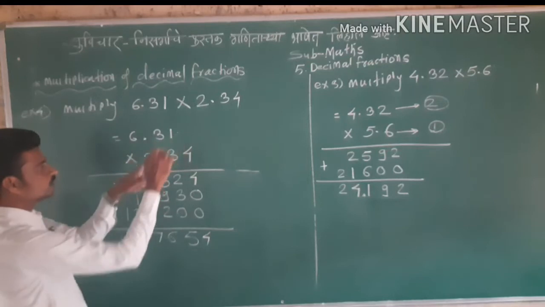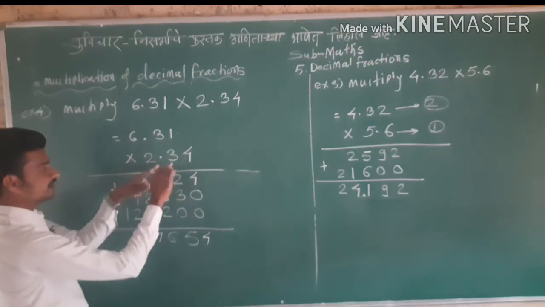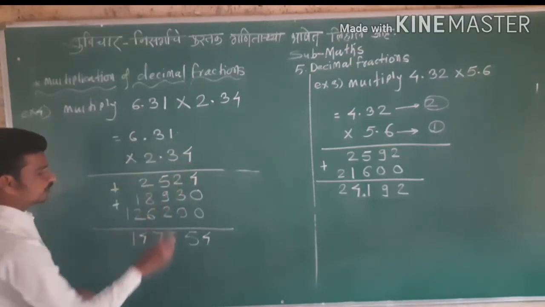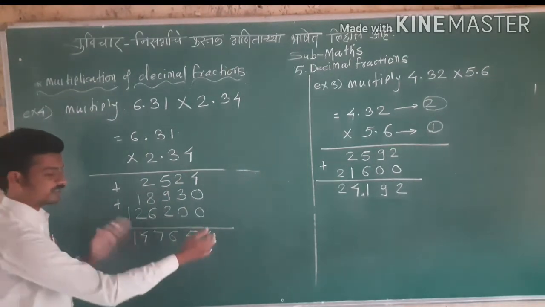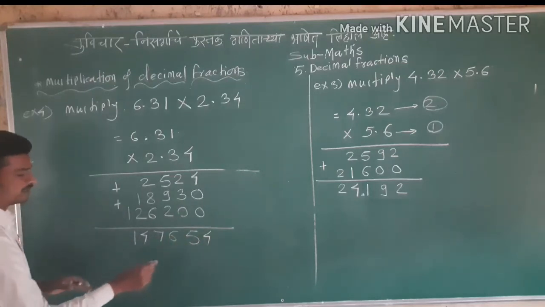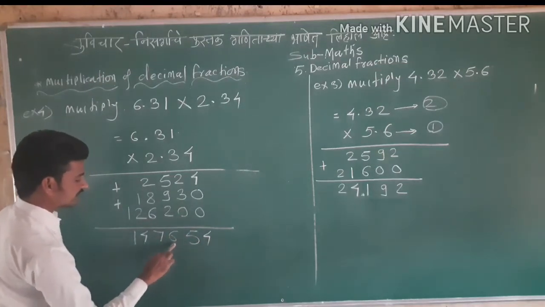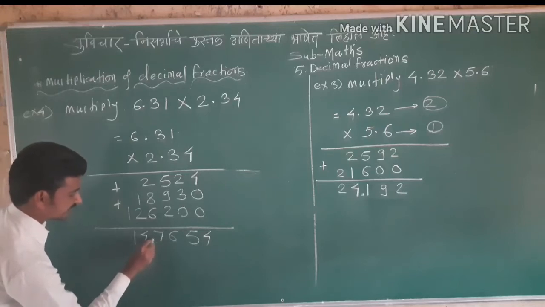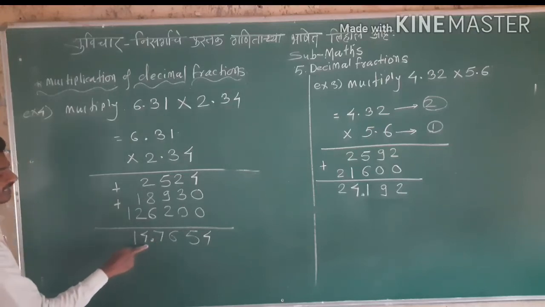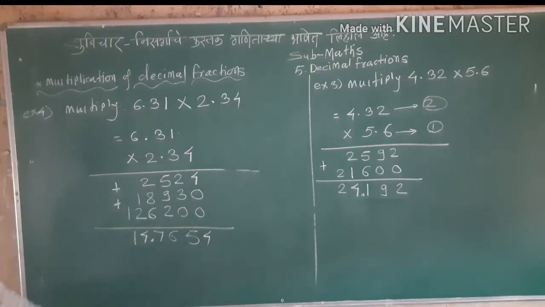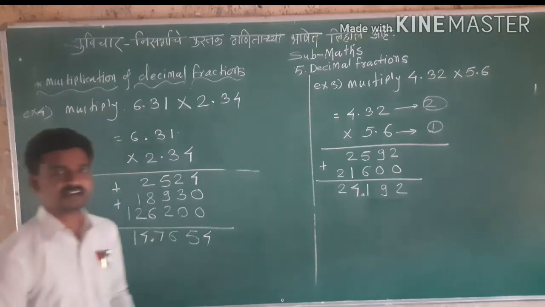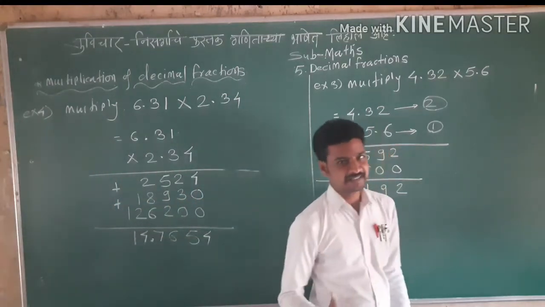2 places after the decimal point in the multiplicand, 2 decimal places in the multiplier. 2 plus 2 is 4. Count in the product the fourth place from right to left and put the decimal point before it. 1 2 3 4. Put the decimal point. We get the answer 14.7654. I hope all of you understand very well this example of multiplication of decimal fractions.